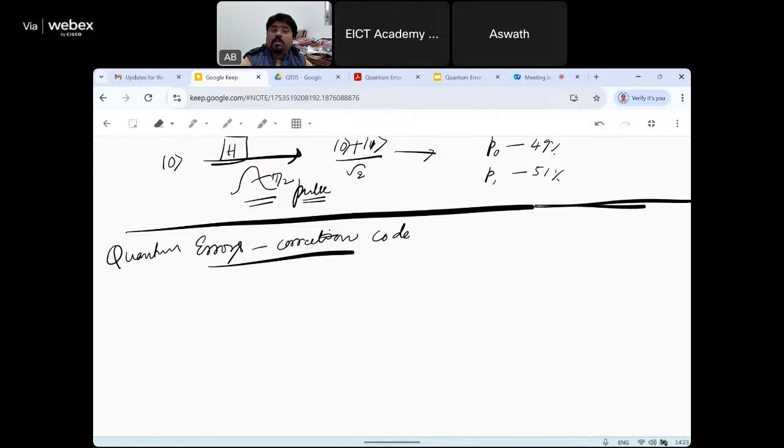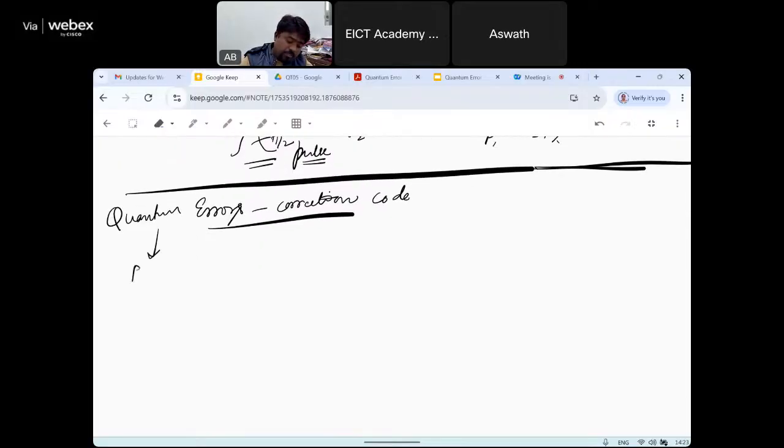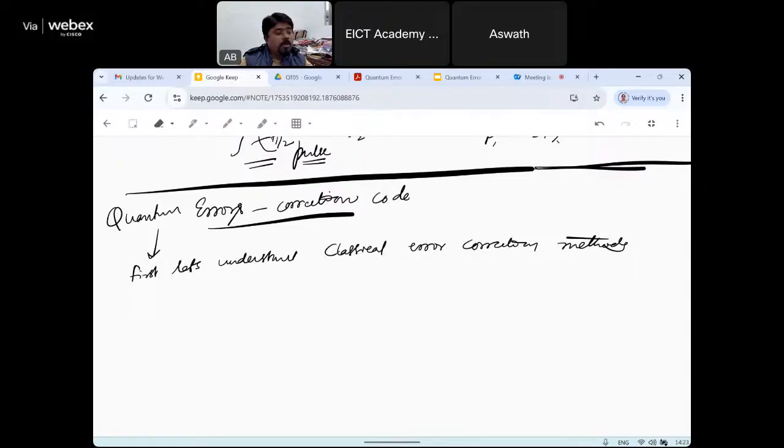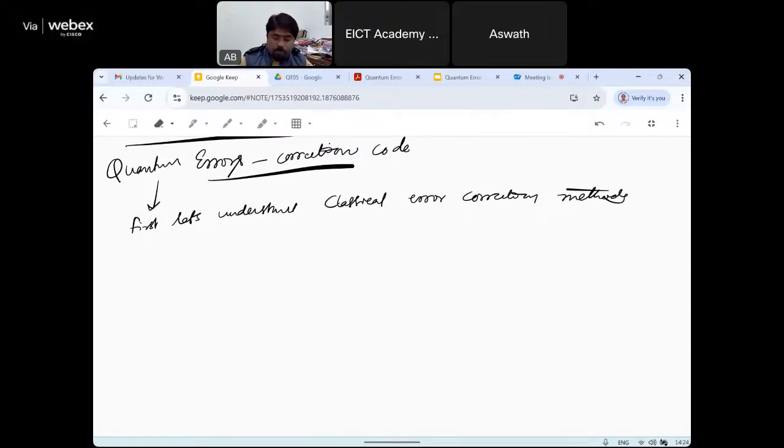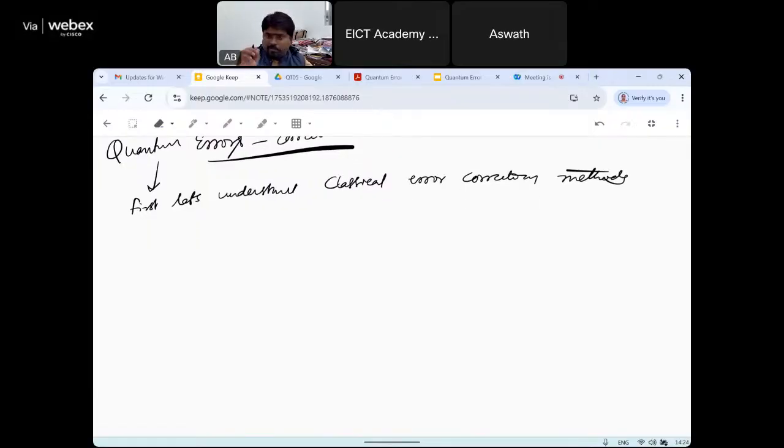The best way to understand quantum error correction codes is that we will first try to see how errors are tackled or addressed in classical computation. First let's understand classical error correction methods or codes. So let's take some help from somebody who is doing classical error correction. How they do it is they follow a very simple technique.